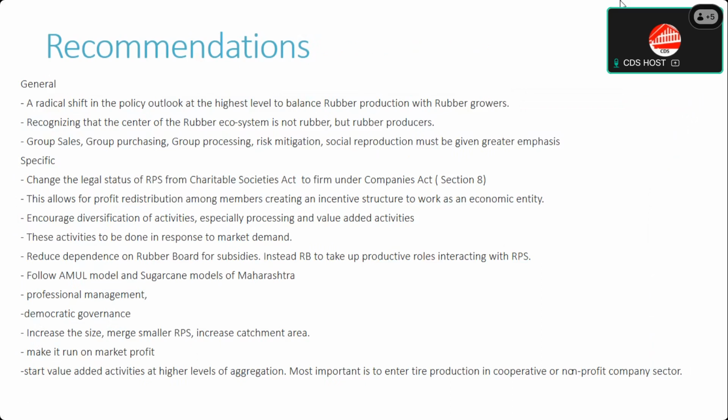Increase the size of the RPSs. Smaller RPSs should be brought down, make bigger RPSs, increase the catchment area, and make them into profitable enterprises. So, running for profit or market profit. Start value-added activities, higher levels of aggregation. Most important is probably to enter tire production itself in the cooperative sector or in the non-profit company sector as a competition to costing. That is strong.